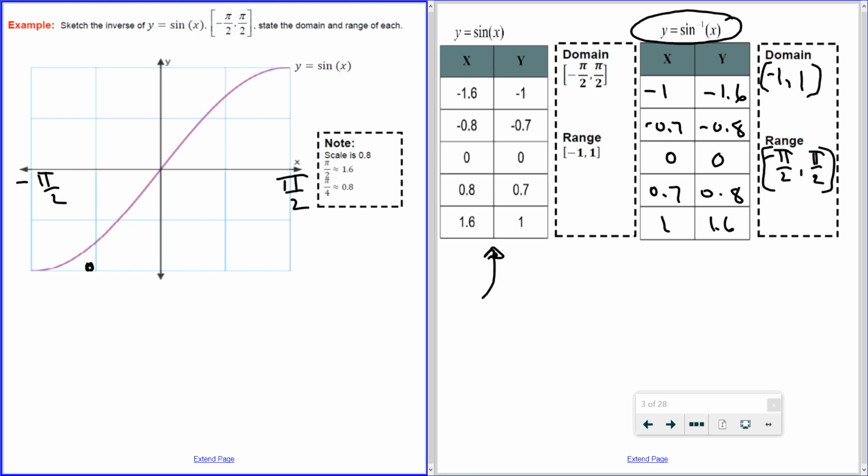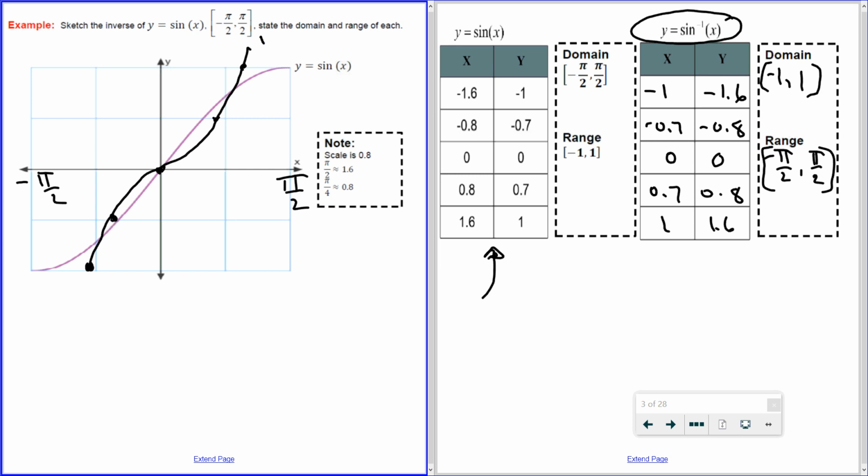Okay, and then I have negative 0.7 and negative 0.8, maybe right about there, and then 0 and 0. I'll have 0.7 and 0.8, so there, and then 1 and 1.6, so maybe there. Okay, so if I were to connect those dots, I'm going to have something that curves up like that. So that would be the inverse.